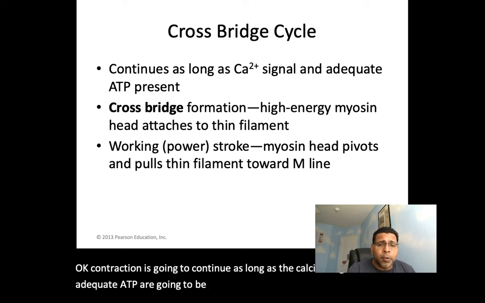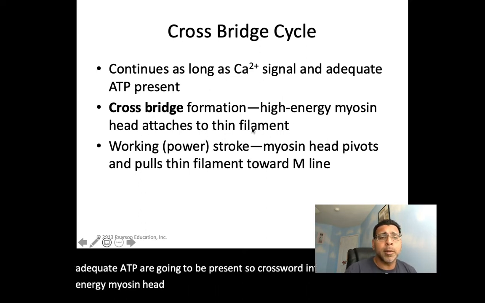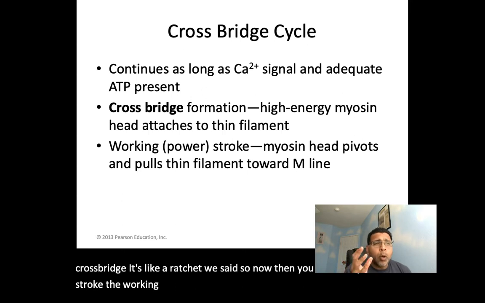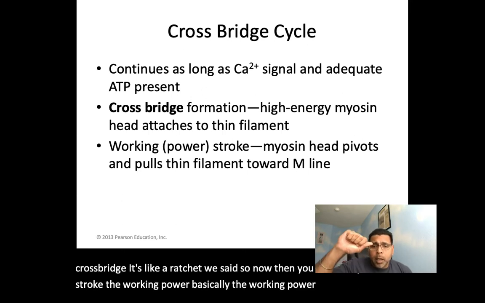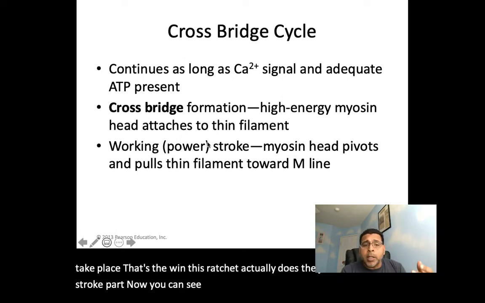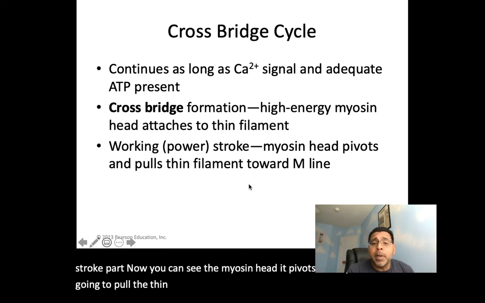So cross-bridge formation: a high energy myosin head attaches to the thin filaments. Okay, that's the actual cross bridge. It's like a ratchet, we said. So now then you have the power stroke, the working power of the power stroke taking place. That's when this ratchet actually does the job. So that's the stroke part. Now you can see the myosin head pivots and pulls, and it's going to pull the thin filament towards the M line, right?